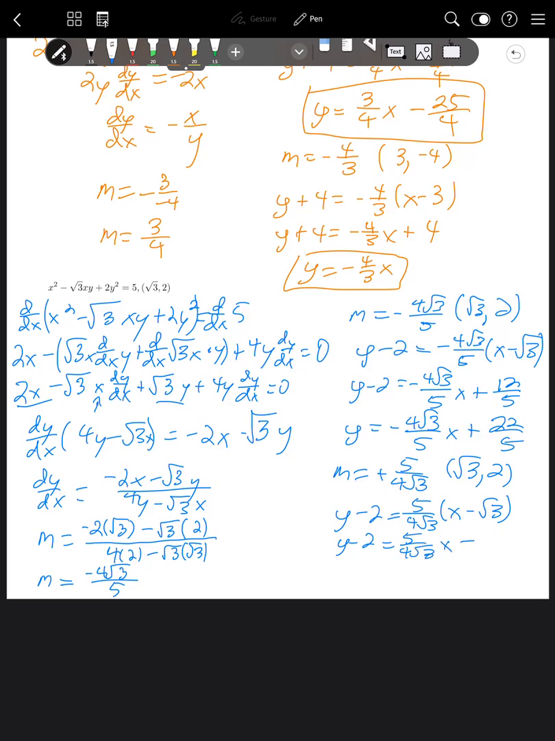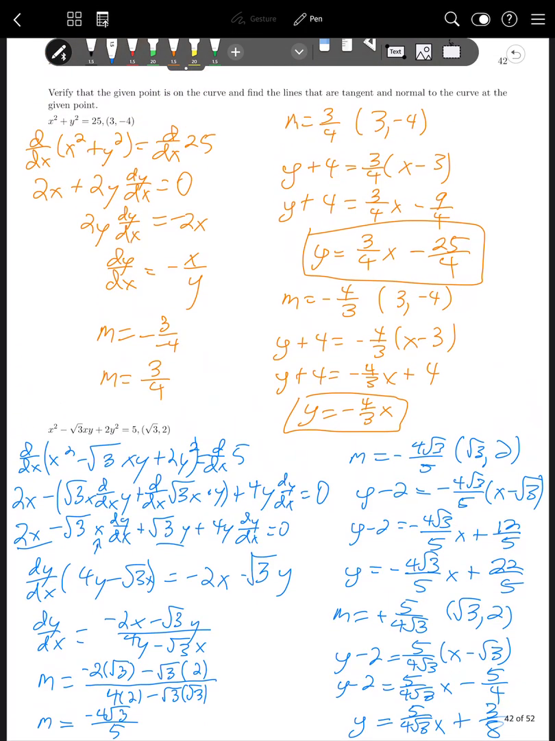The root 3's cancel, so this will be 5/4. And then we add 2 to both sides. So y equals 5 over 4 root 3 x plus 3/8. Okay. And that was a little trickier because of the fractions and the radicals and stuff, but that's how this works with implicit differentiation.